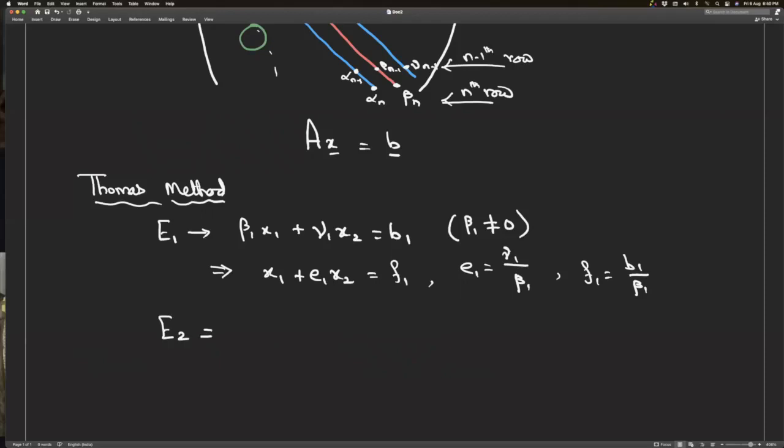Equation 2 can be reduced to the form x2 plus e2 x3 equal to f2. Remember, in the Gaussian elimination method, in step 1, we eliminate the x1 part from the second equation, right? Therefore, we will have x2, x3 and so on. But x4, x5 and so on are as such 0 in our system. Therefore, after the first step, your equation 2 will be left with only two terms, x2 and x3, whereas x1 is already eliminated. And x4 onwards, they are as such not in the equation.